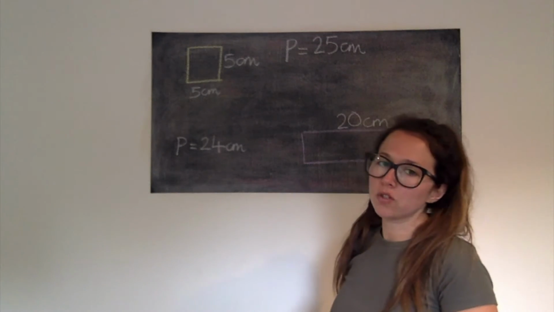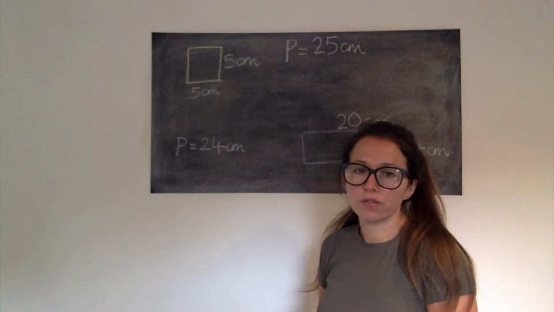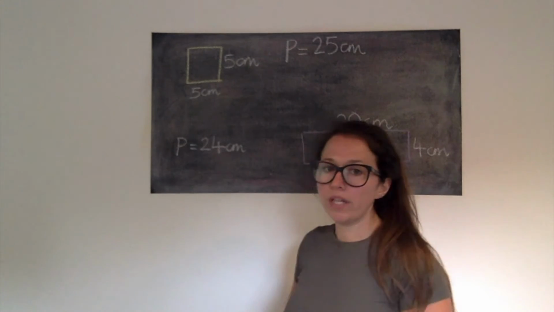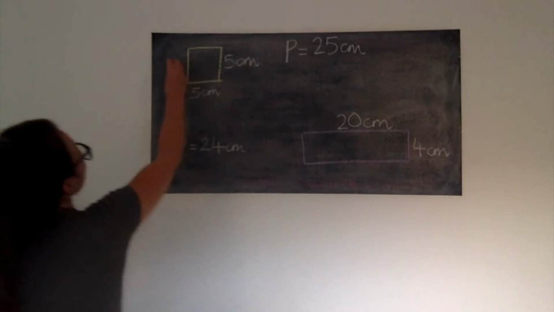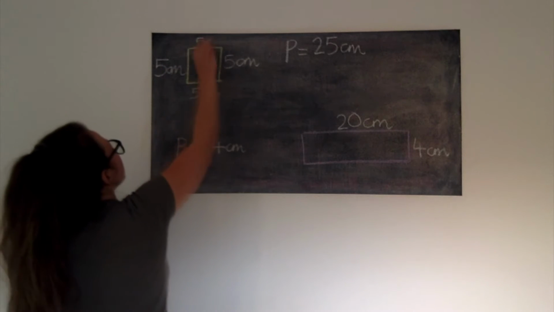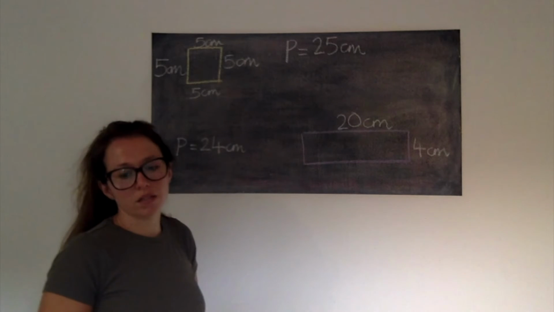Let's start off with my square. So I was given two pieces of information, 5 centimetres and 5 centimetres. Now using our knowledge of a square, we know that all of the sides are equal. So I could go ahead and label the rest of the sides of my square. So they're all 5 centimetres. Now I got the perimeter to be 25 centimetres.